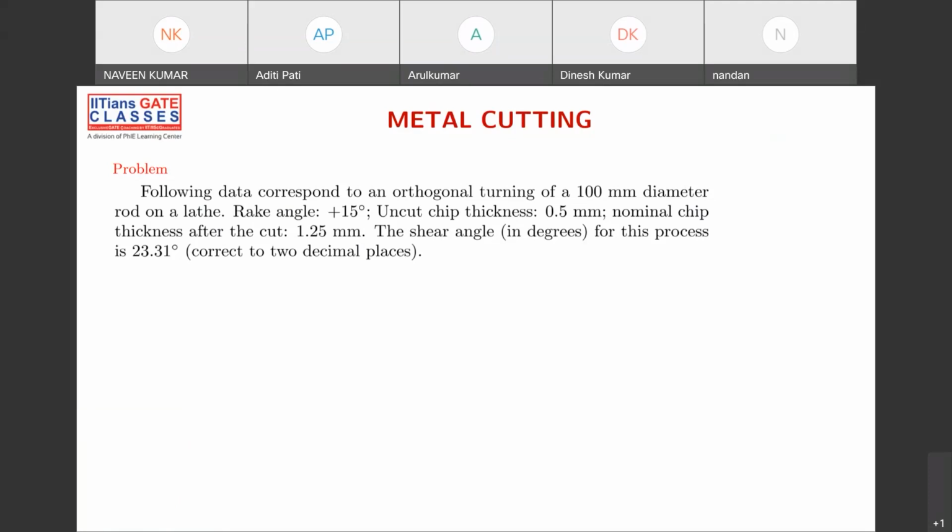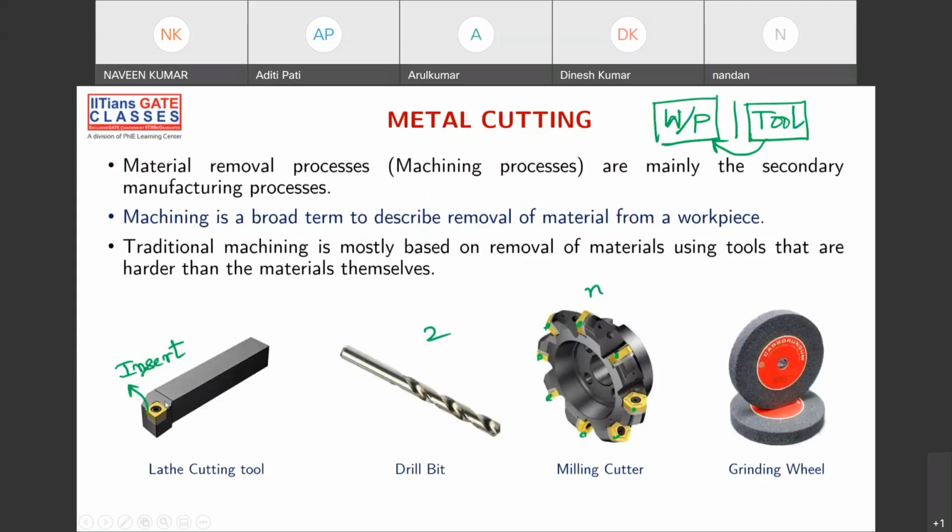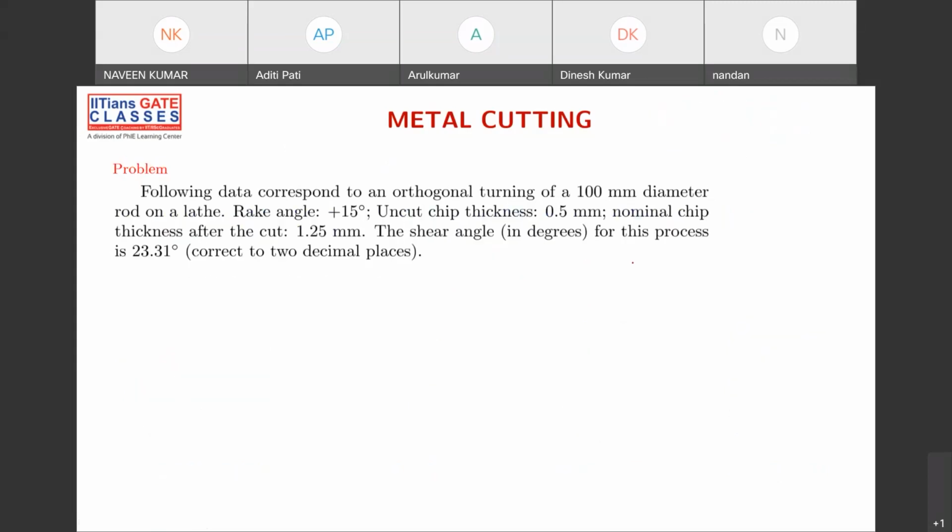Okay, so let's say this is our question. The following data is for orthogonal turning. You should know what orthogonal is; don't worry, I'll tell you. You have a 100 mm diameter rod, and you want to do this operation on a lathe. Then you have a rake angle, which you provide on the single point tool geometry. The diameter is given, 100 mm, and the rake angle is denoted by alpha, which is 15 degrees.